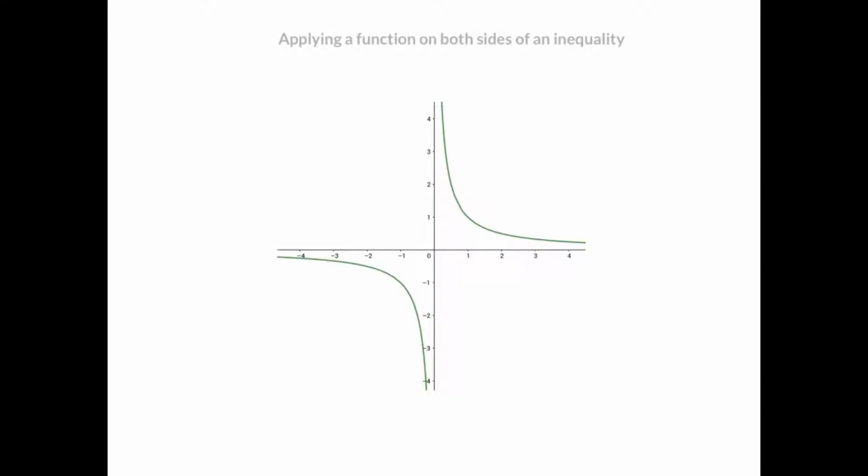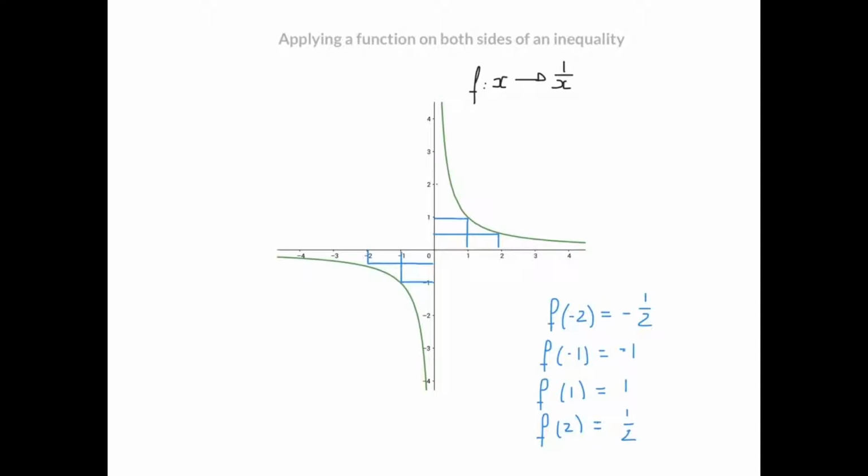If we have a look at the graph of 1 over x, you see that this function is going down the whole way. The graph is strictly decreasing here. So let's have a look at a few values corresponding to different x. f of minus 1 is minus 1, f of minus 2 is minus half, f of 1 is 1, and f of 2 is half.